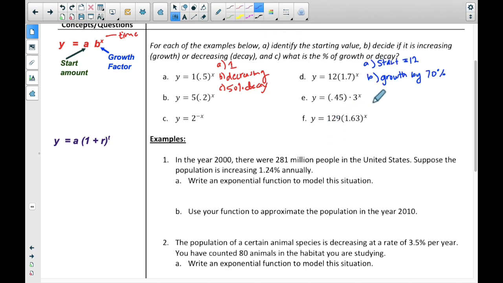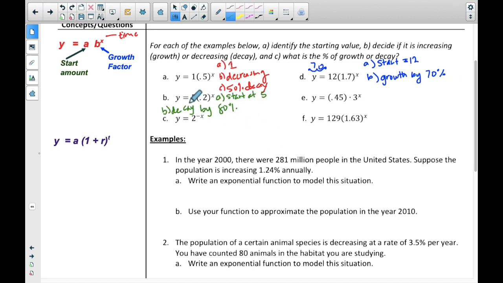Okay, for this problem, it's going to start at 12, right? It's starting at 12. It's going up. How do I know it's going up? Because it's above 1. How much is it going up? Well, if that was just a 1, it would just stay 12 the whole time, right? So the 1 is just maintaining that 12. The 0.7 is 70% because you guys know that 0.7, we would move it over 2 decimal places and get 70%. So that is growing by 70%.